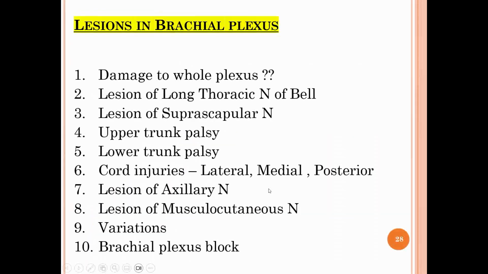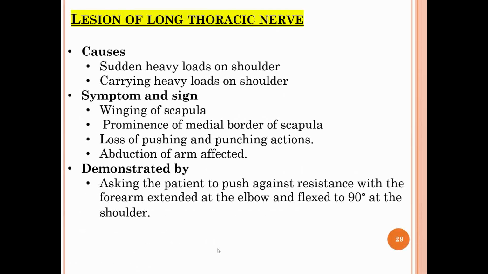Applied anatomy. So the lesion in the brachial plexus can be due to damage to the whole plexus, can be due to lesion of the long thoracic nerve of Bell, or due to lesion of the suprascapular nerve, can be due to upper trunk palsy, lower trunk palsy. There can be cord injury where lateral, medial or posterior cord is affected. There can be lesion of the axillary nerve, there can be lesion of the musculocutaneous nerve. There can be variation and there is also brachial plexus block.